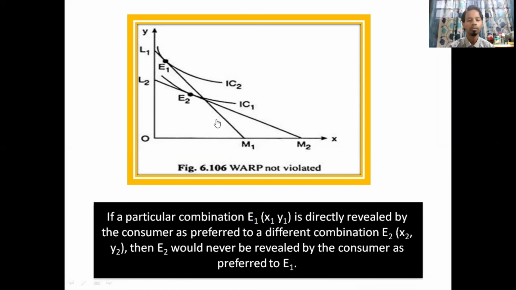Let's go back to what is written below. If a particular combination E1, that is X1 goods and Y1 goods, is directly revealed by the consumer as preferred to a different combination E2, that is X2 goods and Y2 goods, then he or she, that is E2, would never be revealed by the consumer as preferred to E1. So as a consumer, you choose one point, that is E1, rather than choosing E2. So I hope these diagrams are clear.